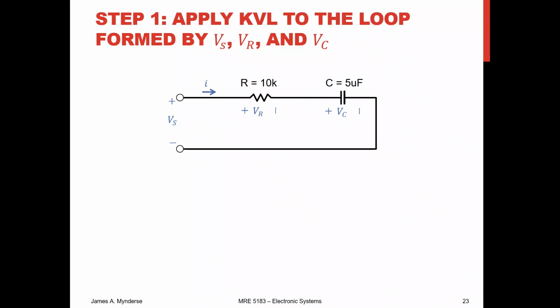We have KVL we can apply right away. So as I go around the loop, I'm going to start at the bottom left. I'm going to go around. And so I've got minus Vs plus Vr plus Vc is all going to be equal to 0. That's KVL, sorry. And so I might rearrange that and say, well, the drop across the resistor is the source voltage minus the capacitor voltage. And it's not explicit in this case, but these are certainly functions of time. These are all three functions of time.